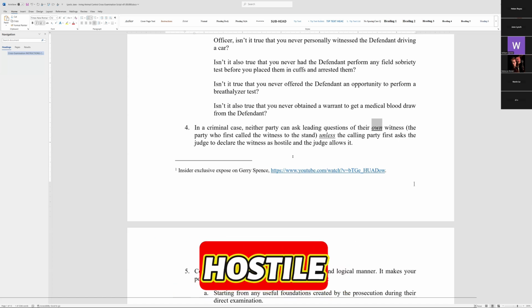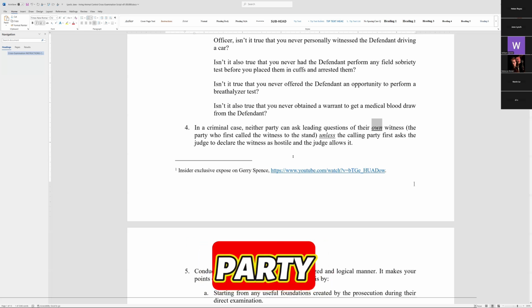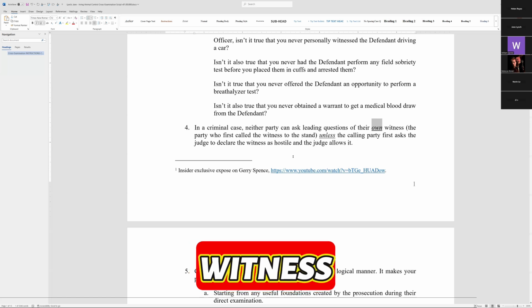Everybody clear on what a hostile witness is? Yes. Unless the calling party first asks the judge to declare the witness as hostile and the judge allows it.